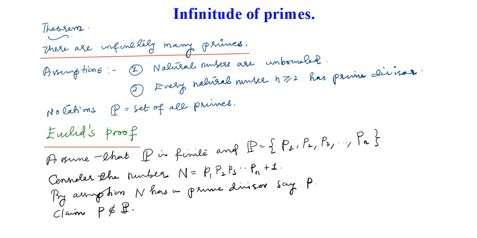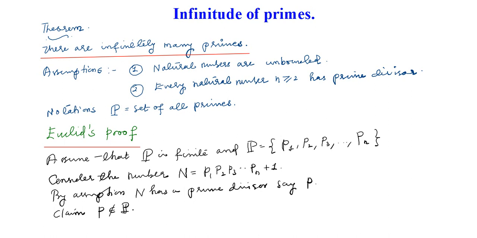Hi everyone. In this video we are going to talk about the infinitude of primes. We know that there are infinitely many primes, right? The basic proof is given by Euclid. But in this video we are also going to study another proof which uses group theory, a basic theorem in group theory, Lagrange's theorem on finite groups.